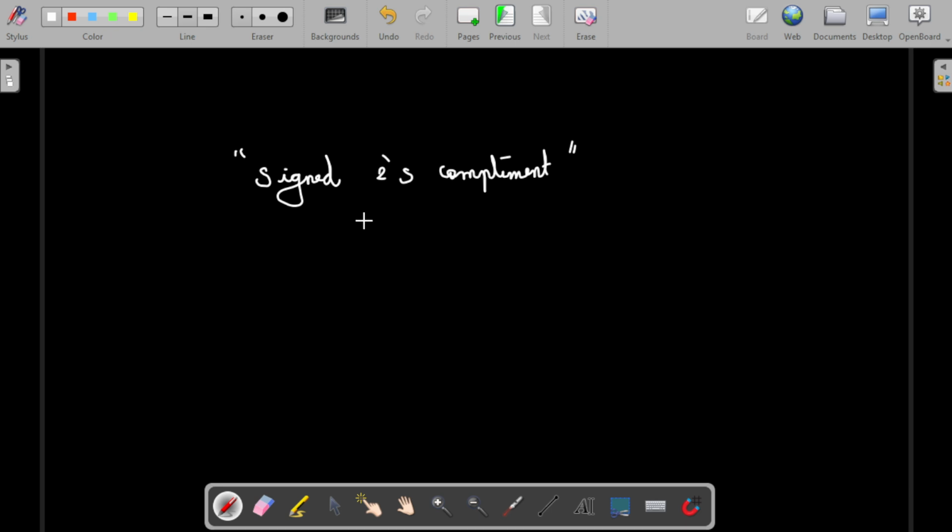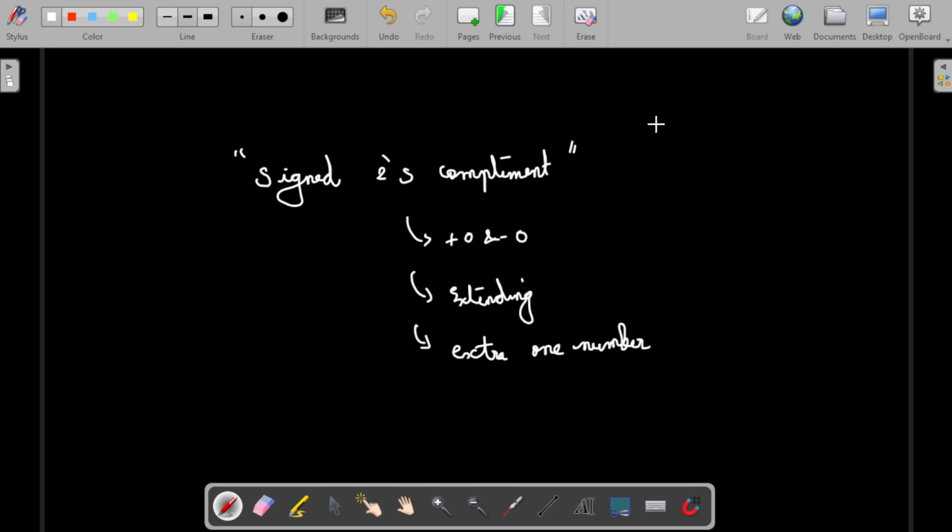I hope you understand the advantages of signed 2's complement. Positive 0 and negative 0 have the same representation, and extending is also possible here. Another thing is that one extra number can also be represented here. These are the advantages for which we prefer signed 2's complement in our day-to-day modern CPUs and all data representation. It follows the signed 2's complement representation.